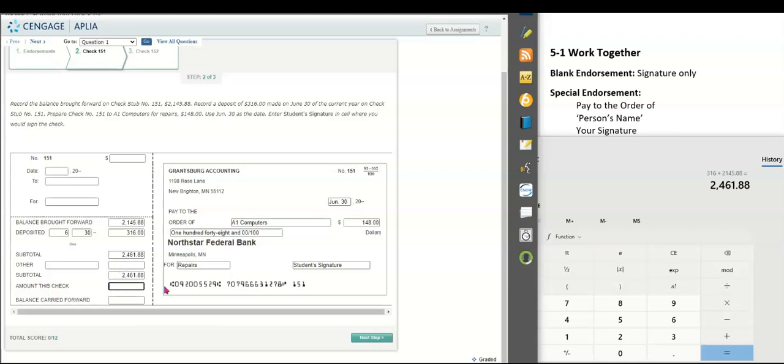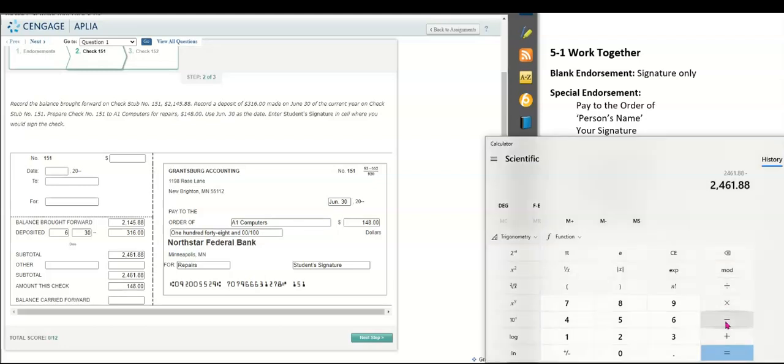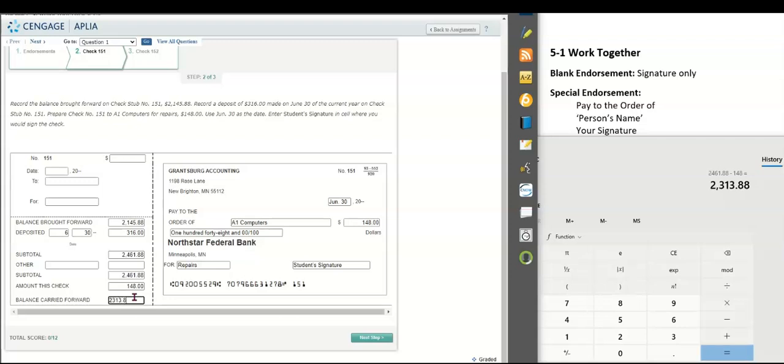Amount for this check, so this check was written for $148. So 148 goes there, and so then our balance carried forward, if we had $2,461 in the bank and we wrote a check for $148, that means we're giving someone else our money. So we're going to subtract. So 2,461.88 minus 148 is 2313.88. Okay, and that is all for that section. So we're going to go do it one more time.